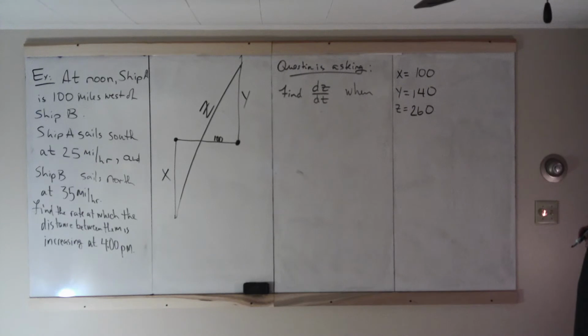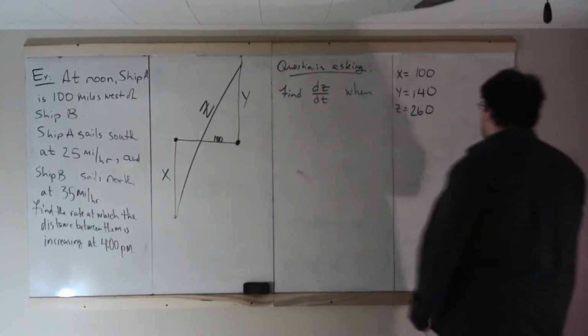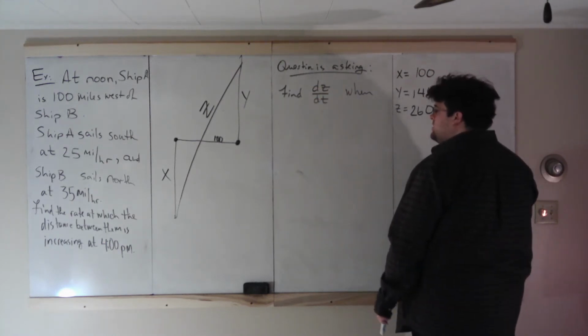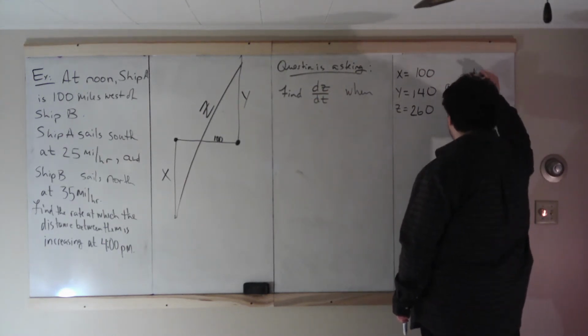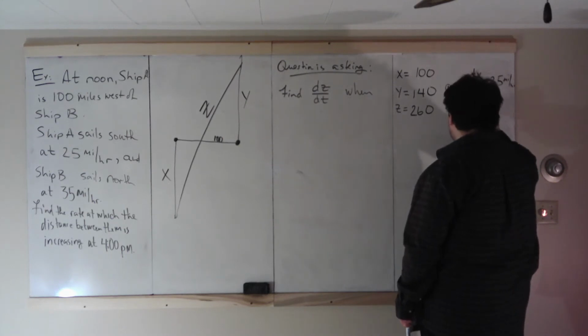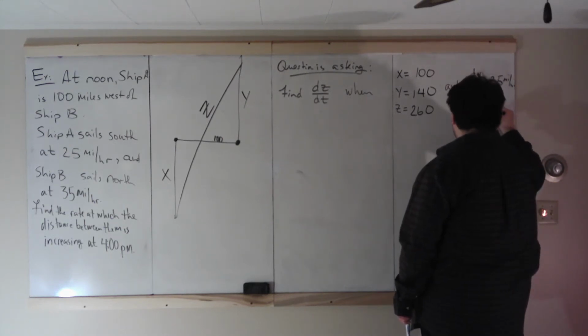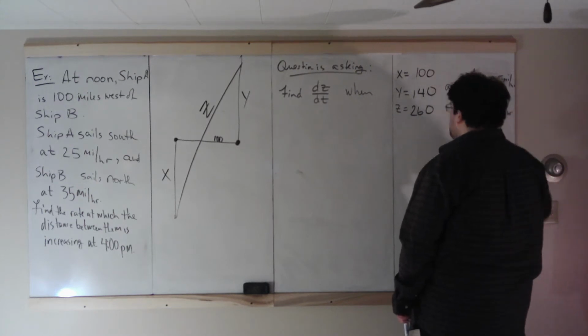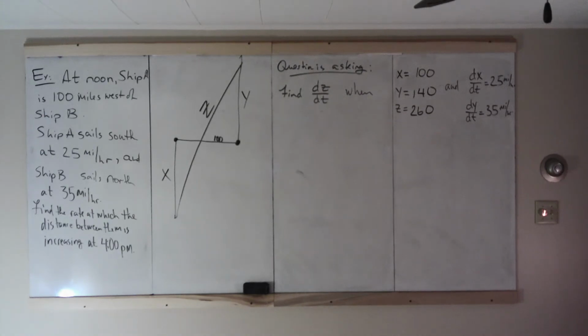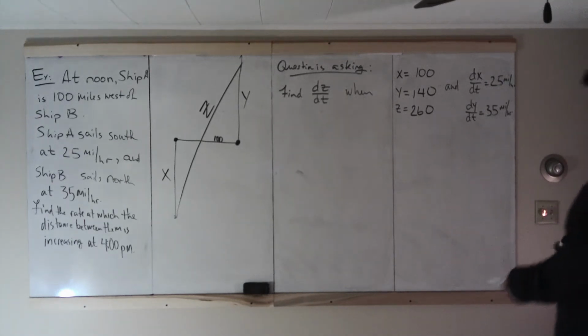Where were we? Find dz dt when that, but we also have other information, and we have rate information. Ship A sails south at 25, so dx dt is 25 miles per hour, and dy dt is 35 miles per hour. So find dz dt when all of this happens. Now, why is z 260? Well, we'll see that once we get to our equation.